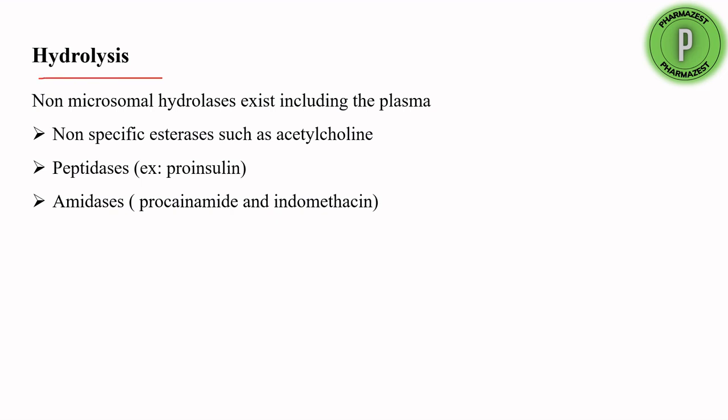Then we have hydrolysis. There is non-microsomal hydrolysis, and these enzymes are also present in the plasma. They are sometimes non-specific. For example, acetylcholine is hydrolyzed by a non-specific esterase, and then we have peptidases, for example for proinsulin, and then we have amidases. These non-specific enzymes bring about non-microsomal hydrolysis of these particular molecules.